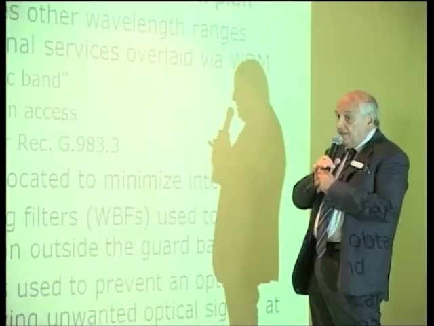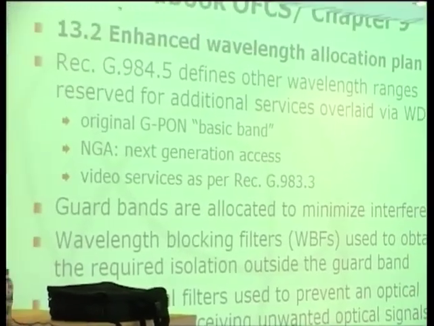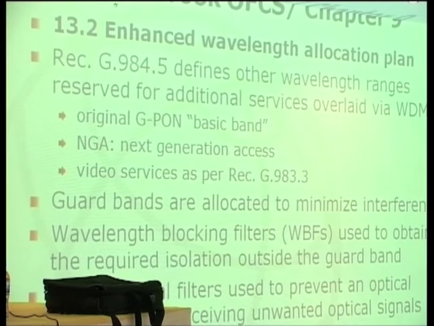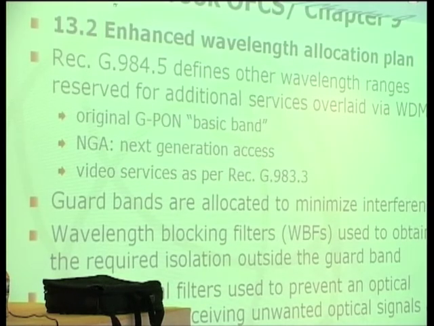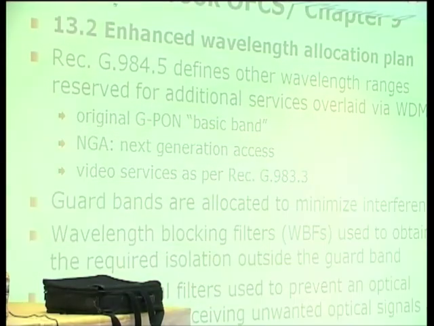So, coexistence of next generation access and passive optical network simply means that you provide different bandwidth for different services on the same plant. This is the meaning of the recommendation 984.5, which is the last arrived, a very new recommendation, which defines other wavelength ranges which are reserved for additional services running on the same passive plant.